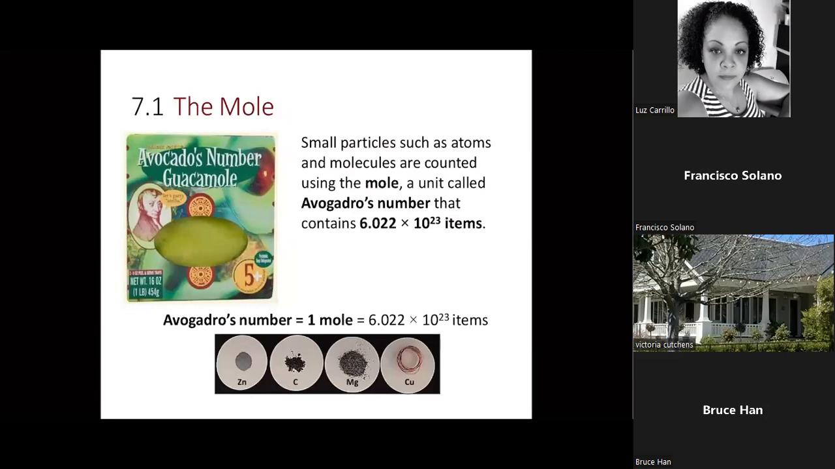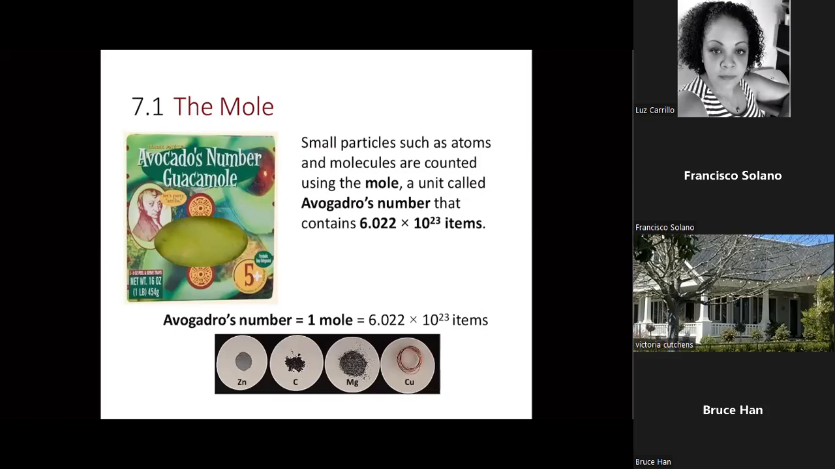So understand that when we are counting items in chemistry, we have a particular term that we utilize in order to define how we count things in chemistry, okay? And that is a mole, okay? So small particles like atoms and molecules, we count them utilizing the counting method that is called the mole, okay? The mole is actually given by what is called Avogadro's number.